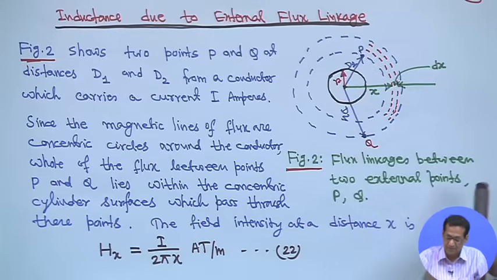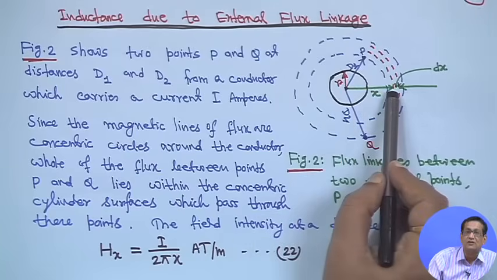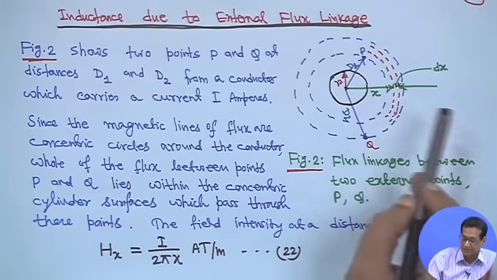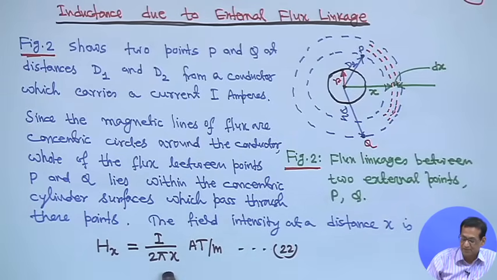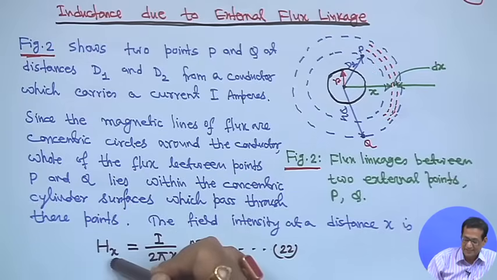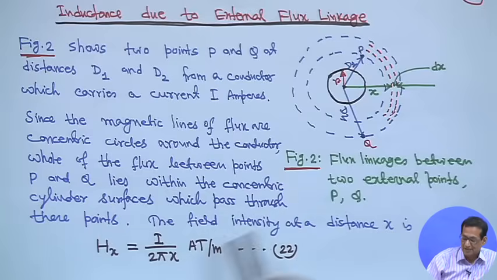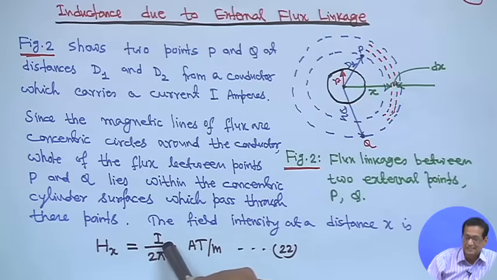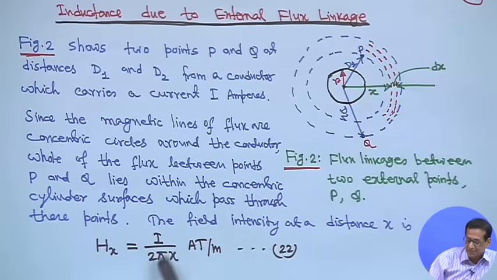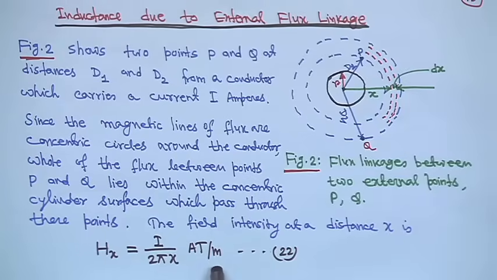So, the field intensity at a distance x, external to the conductor, can be given as Hx is equal to I upon 2π x. We have seen that at any point this magnetic field intensity Hx will remain constant because it is a concentric circle, and at a distance x the circumference is 2π x. The conductor is carrying current I. So, Hx is equal to I upon 2π x ampere turns per meter. Wherever possible, I have given the units. This is equation 22.